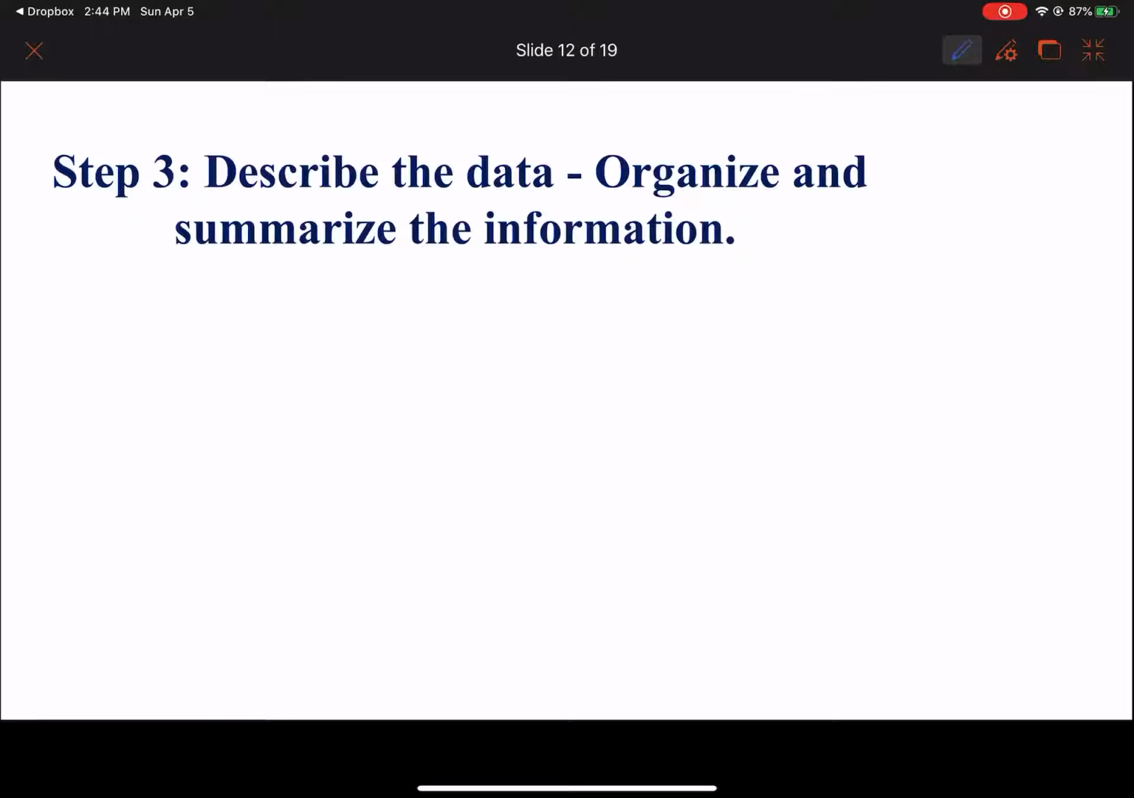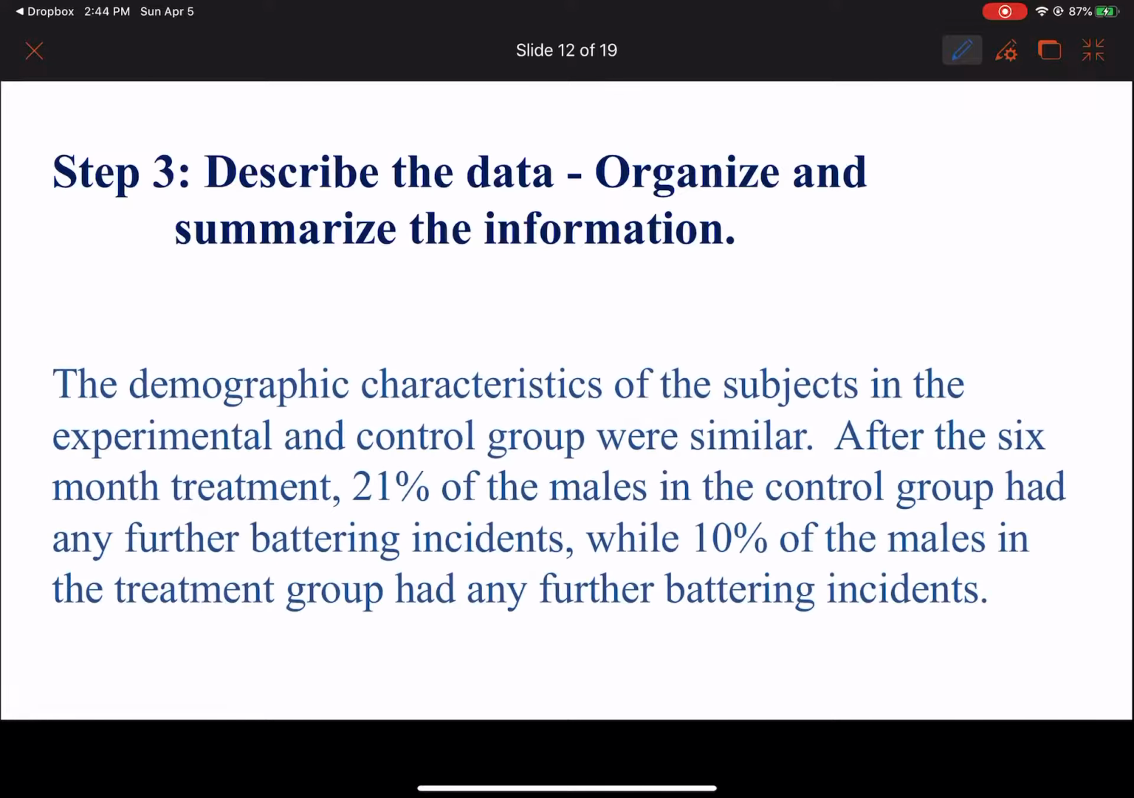Next, what is the data? What did we come up with? We need to organize the information that we got. How many people, how many were repeat offenders? The characteristics of those in the experimental and the control group were similar. After 6 months, 21% of those in the control group battered again, while 10% in the treatment group battered again. Notice we did not make any conclusions. All we did was say, this is the data we have. The next step is where we're going to make our conclusions.